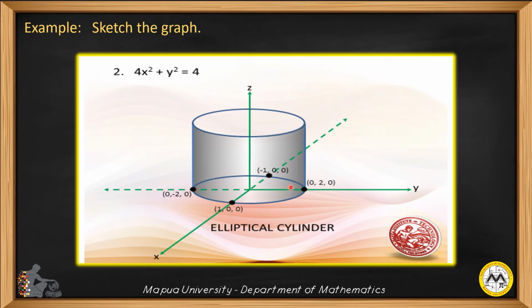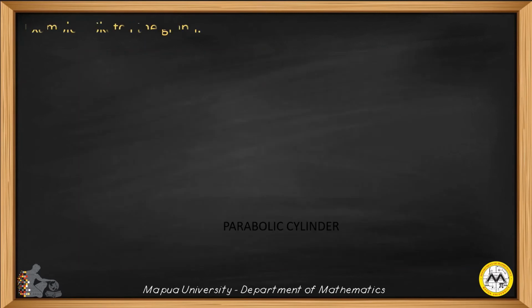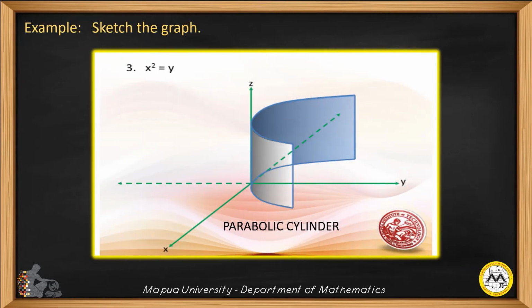So when you have drawn that ellipse, what you do next again would be to translate it parallel to the z-axis, the axis of the missing variable. Since this equation represents an ellipse, then the surface generated is what we call an elliptical cylindrical surface.